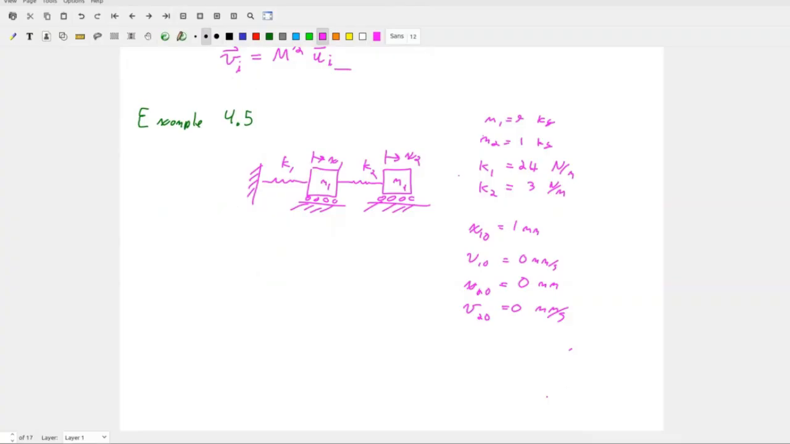All right, so calculate the natural frequencies and mode shapes using the eigenvalue solution, right? So how hard can it be? Pretty easy, right?